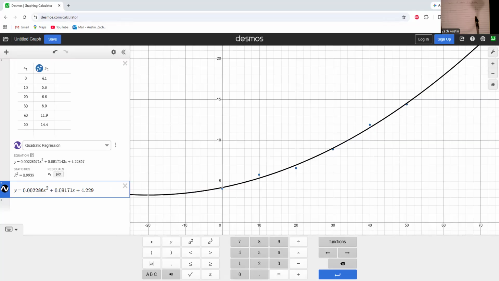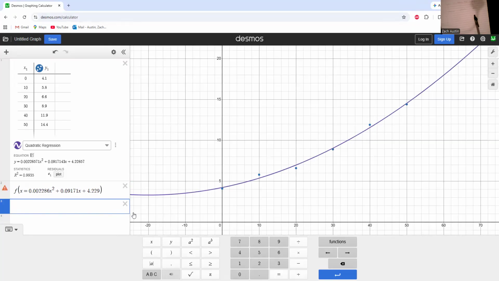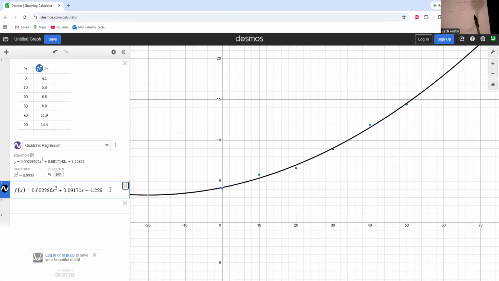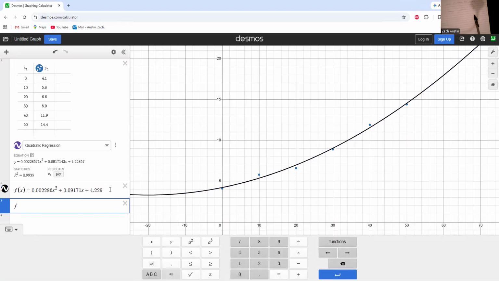So I just pop back over into Desmos. Probably should have just made this a function from the beginning. Oops, f of x. Okay, and then I'm just going to plug 59 into this function, and that'll give us what we're looking for there. Again, pay attention to the rounding instructions. In this case, we're asked to round to 1 decimal place, so we just go with the 17.6 there.